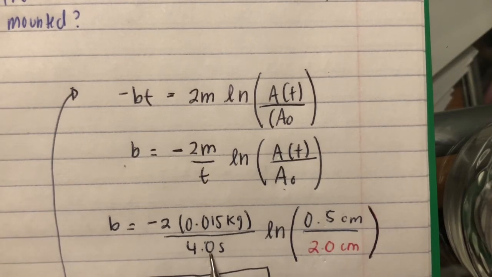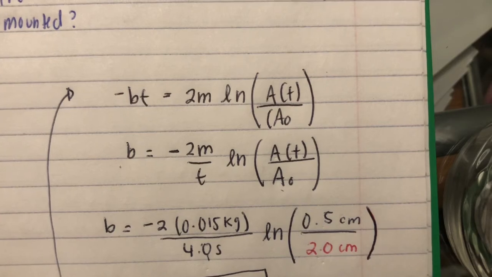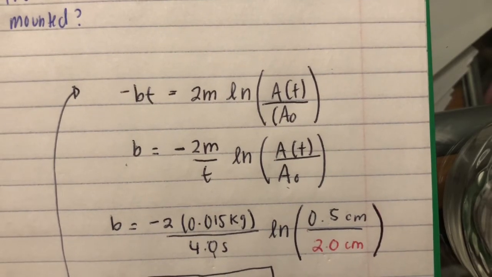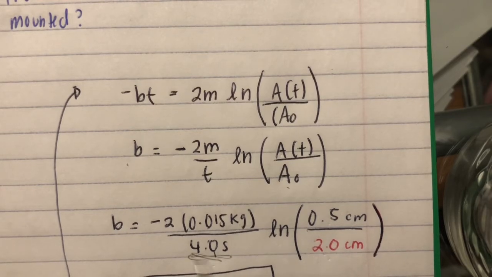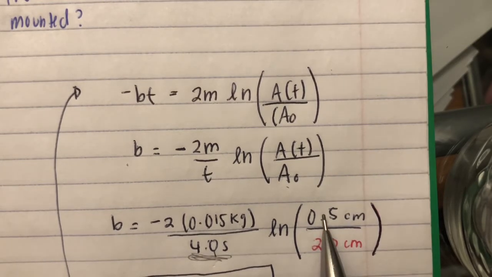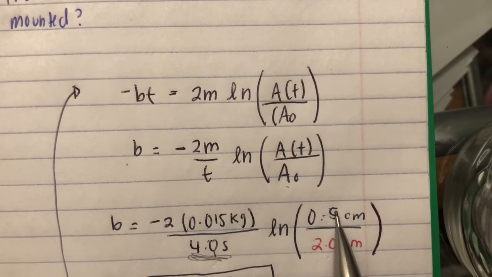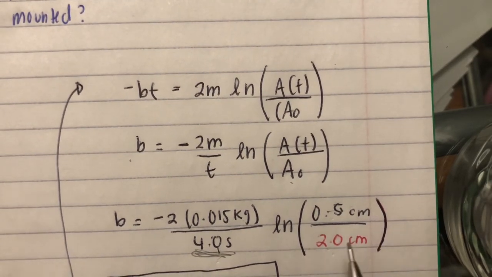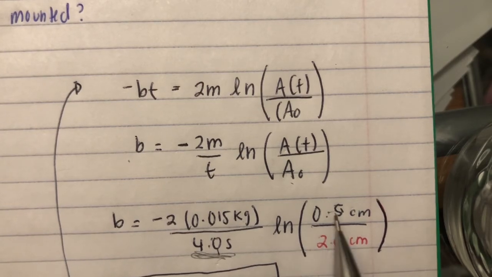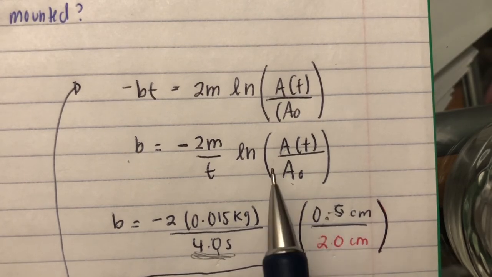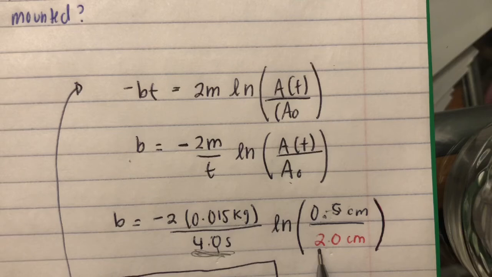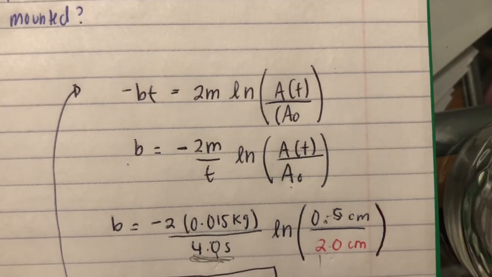And once again, it does say the oscillations decrease to 0.5 centimeters in 4 seconds. So that's where this comes from. And then this is the amplitude in terms of time. It says the oscillation decreases to 0.5 centimeters in 4 seconds, so this is the amplitude they're giving us in terms of time. Okay, and it's divided by the initial amplitude, which is 2 centimeters.